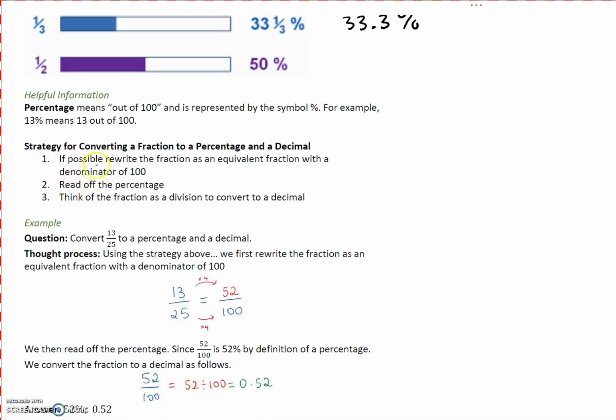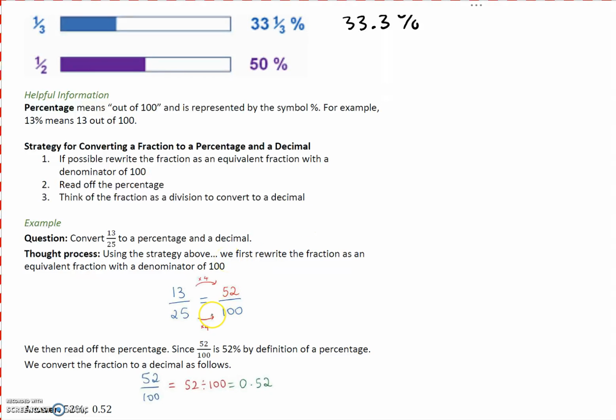So for converting a fraction to a percentage and a decimal, we want to rewrite the fraction as an equivalent fraction with a denominator of 100. Then we read off the percentage. Okay, so think of the fraction as a division to convert to a decimal. Okay, so for example, 13/25, convert that fraction to a percentage.